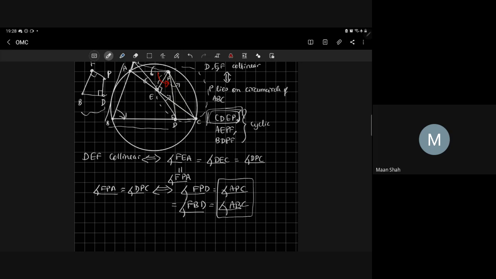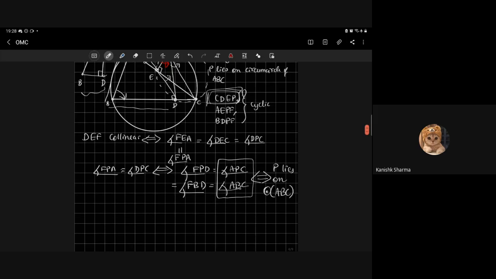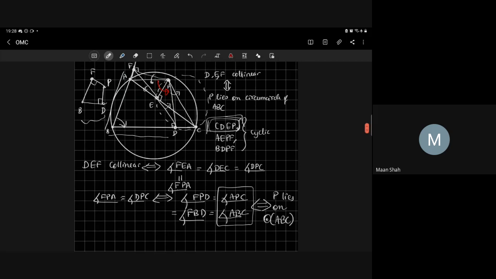So what we have is this thing. Angle APC is equal to angle ABC, which means P lies on the circumcircle of ABC, using this notation. So this whole quadrilateral will be cyclic if P lies on the circumcircle. Yeah, sorry for the poor diagram.